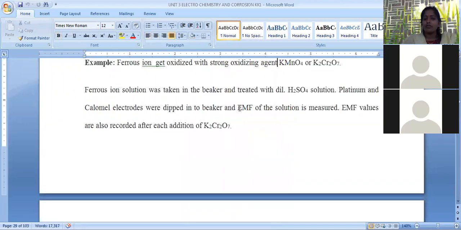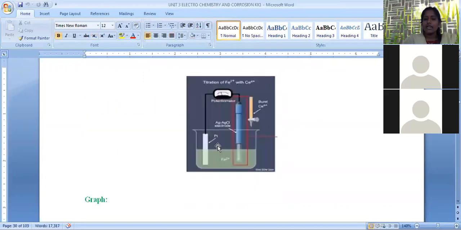Each time we have to measure EMF values, and this process is repeated again 15 to 20 times. To this ferrous ion, we have to add a small amount of sulfuric acid, because the reaction is accelerated by acid catalyst. That's the reason why ferrous ion solution is also added with a little amount, around 2 ml of sulfuric acid, so that the reaction is facilitated and we will get EMF values. With each addition of 1 ml of oxidizing agent from the burette, we measure its EMF value, and all the values get tabulated.